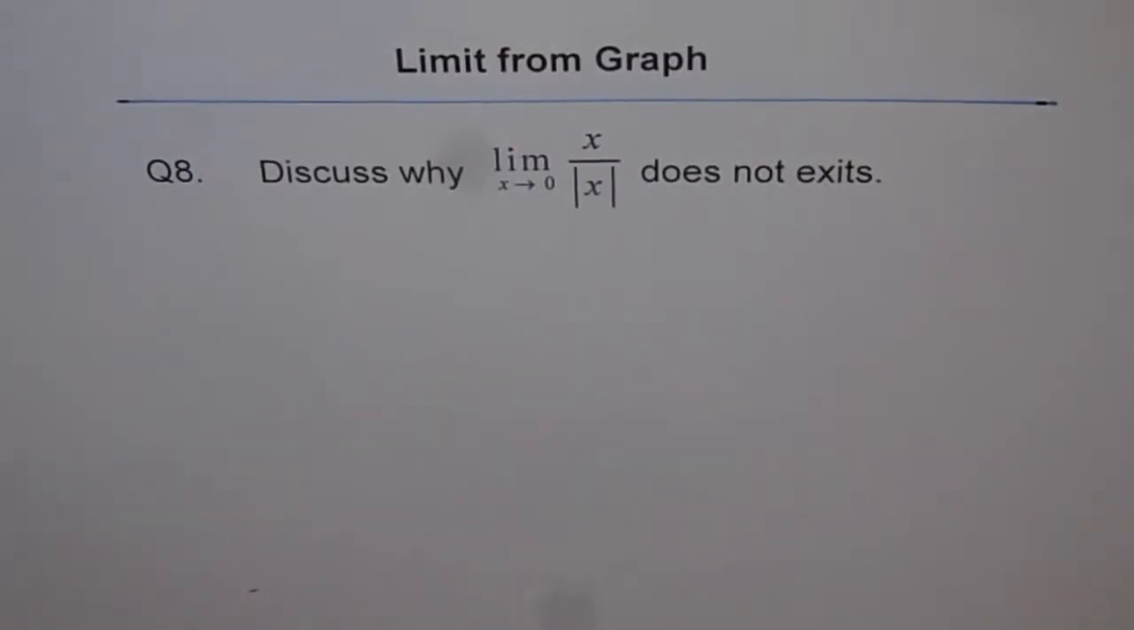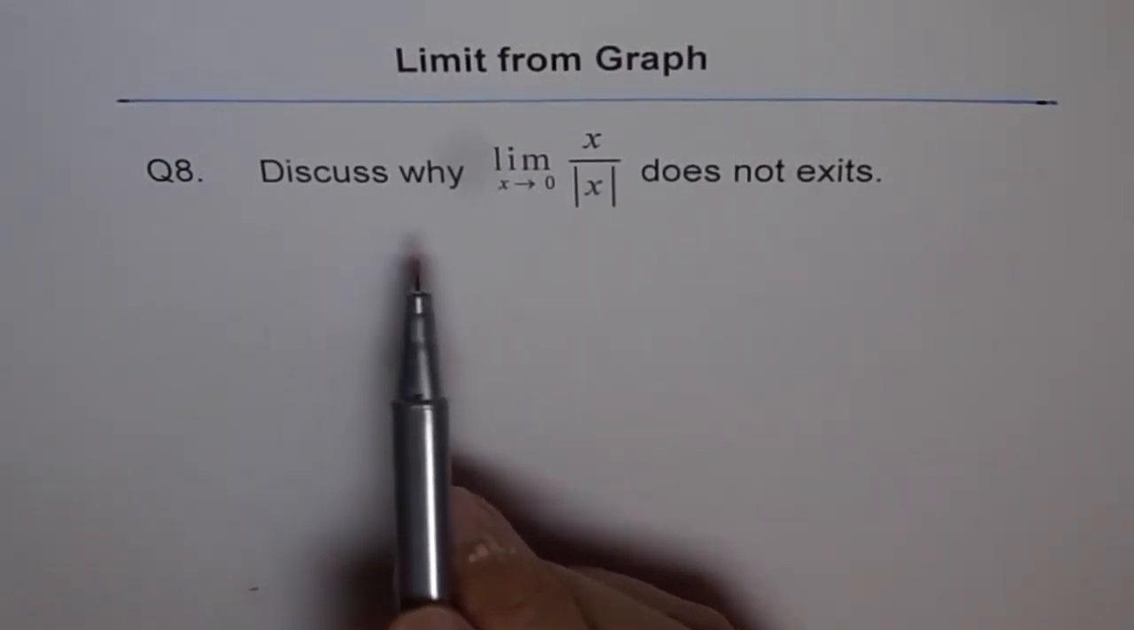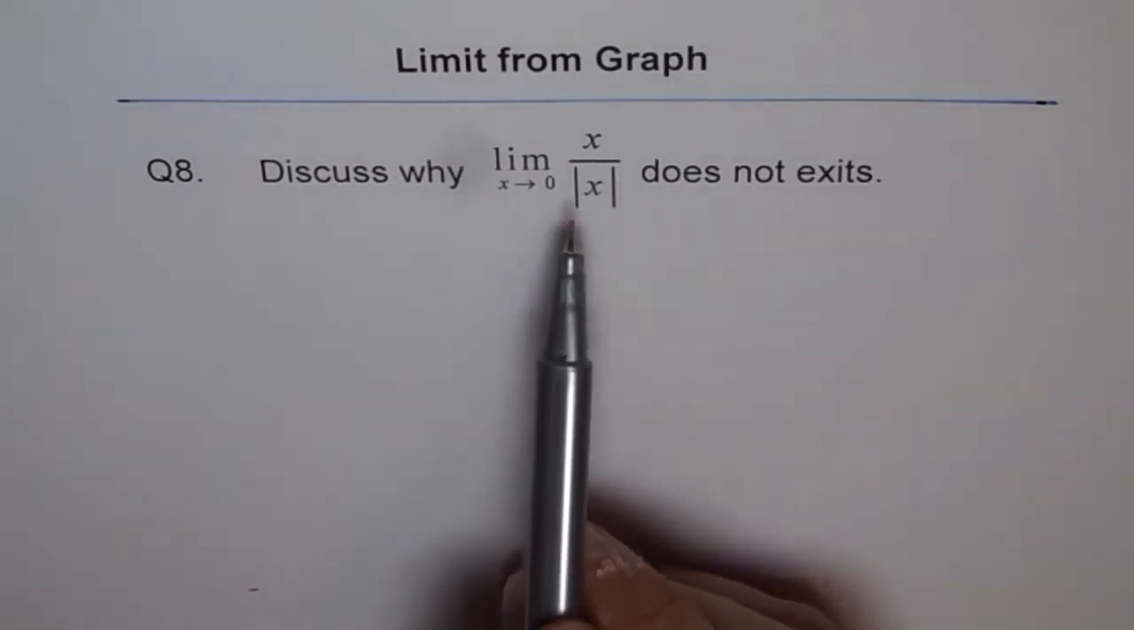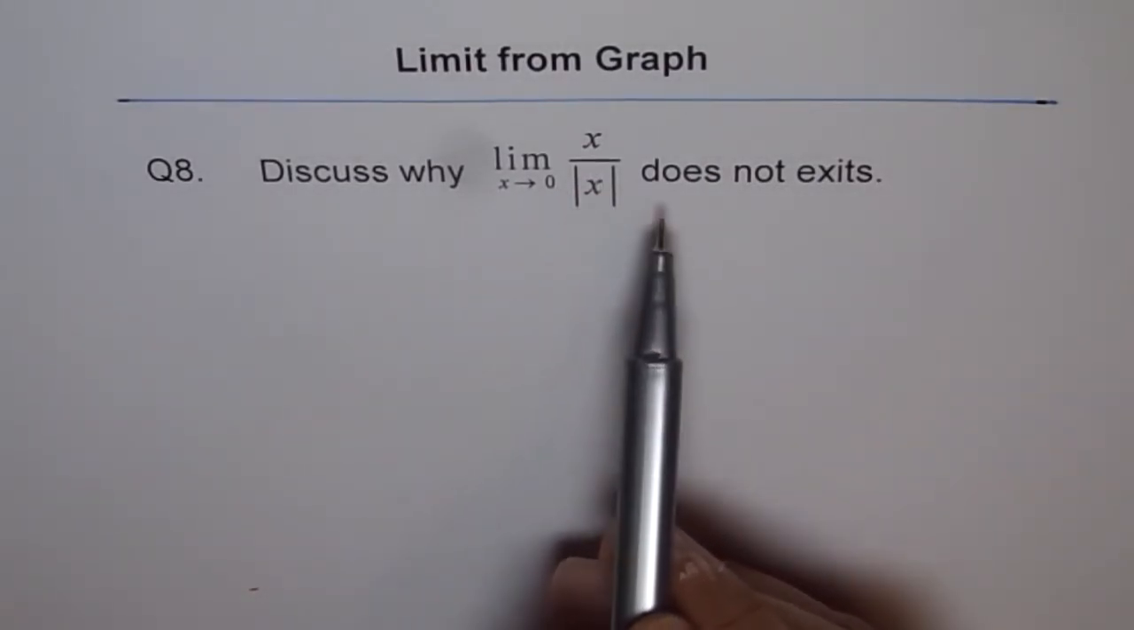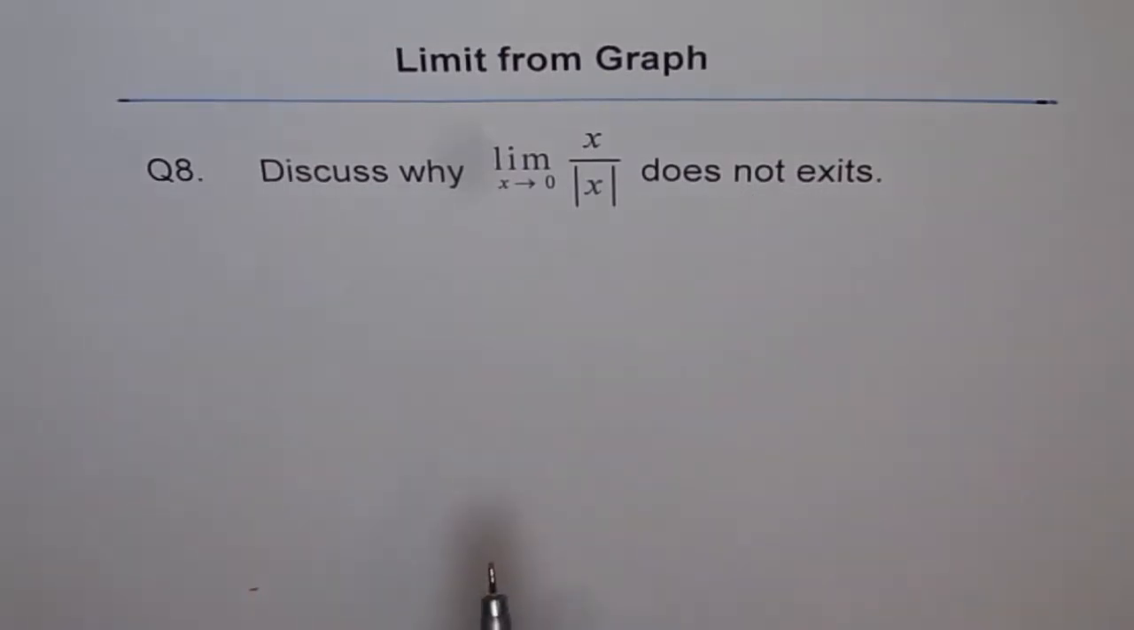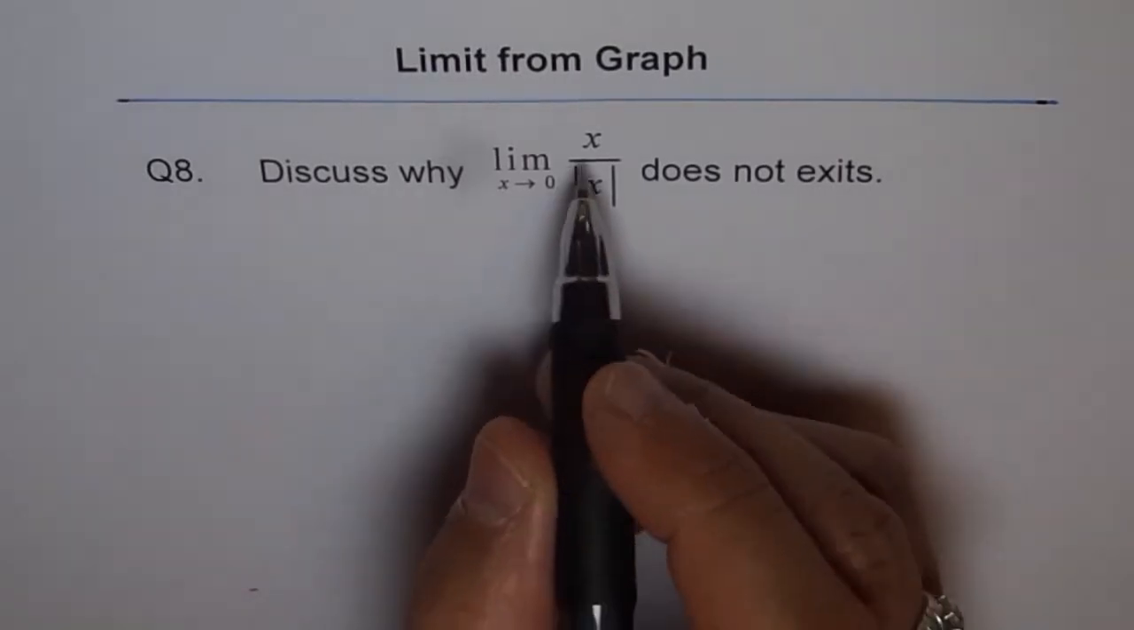Limit from graph. Question 8. Discuss why the limit of x over absolute x when x approaches 0 does not exist. To understand this, let's draw a graph. Now let's define this function.